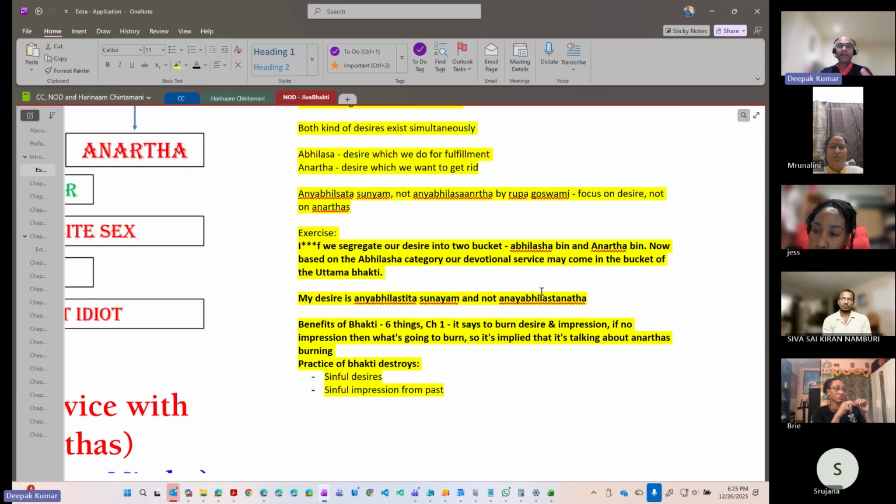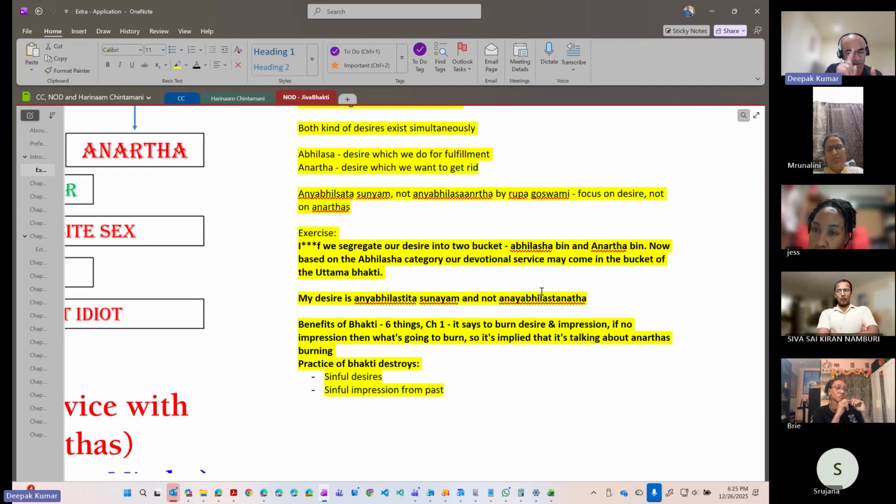Now let's take bucket number one, which is based on our Abhilasha, which is for Krishna. If you look into those desires, do you think our desire will qualify as Uttama Bhakti? If you're focused on self-preservation, then it can qualify for Uttama Bhakti. Yes, self-preservation is covered. That's fine. That's like Draupadi, self-preservation is covered.